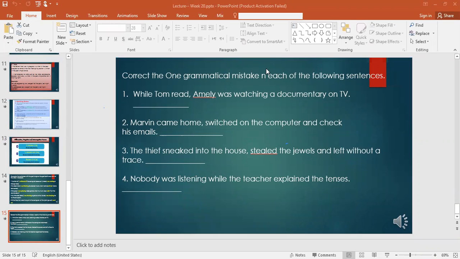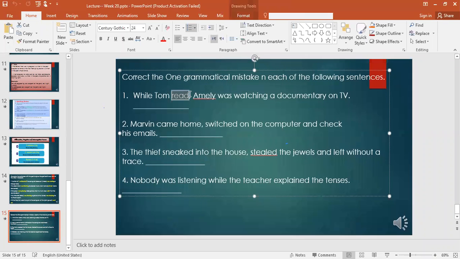While I was reading. While I am reading. Huda, it is Tom. While Tom read, Emily was watching a documentary on TV. While Tom was reading. Excellent, Huda. While Tom was reading. Okay, so while Tom was reading.